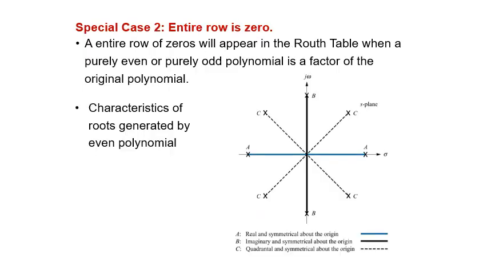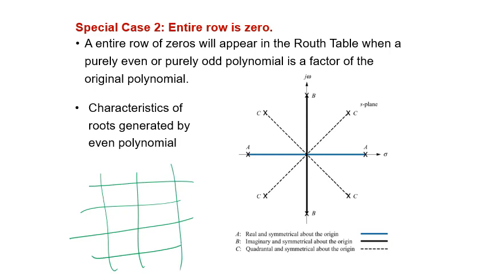The other special case is when we are having a row of zeros. That means when we calculate the table, you will find that there is a full row of zeros. This is the table. While calculating, I will find 0, 0, 0, 0. So a full row of 0. This gives me a certain indication. It gives me the indication of an even polynomial.